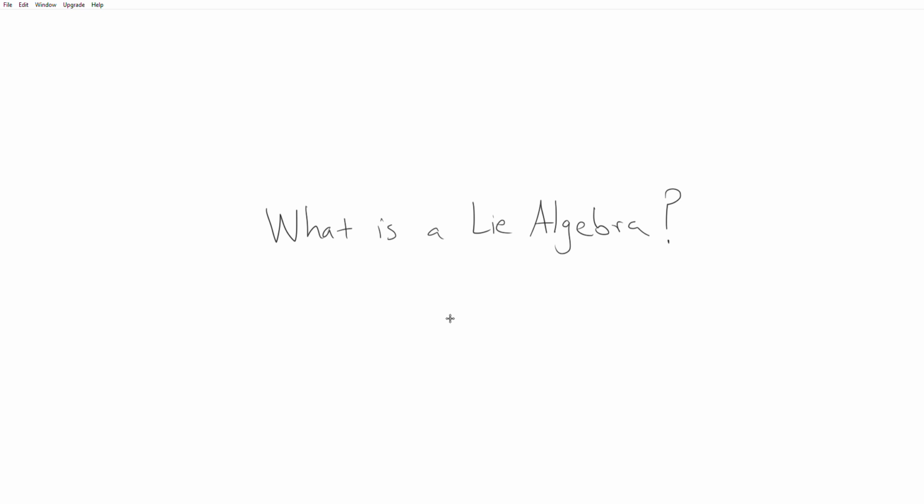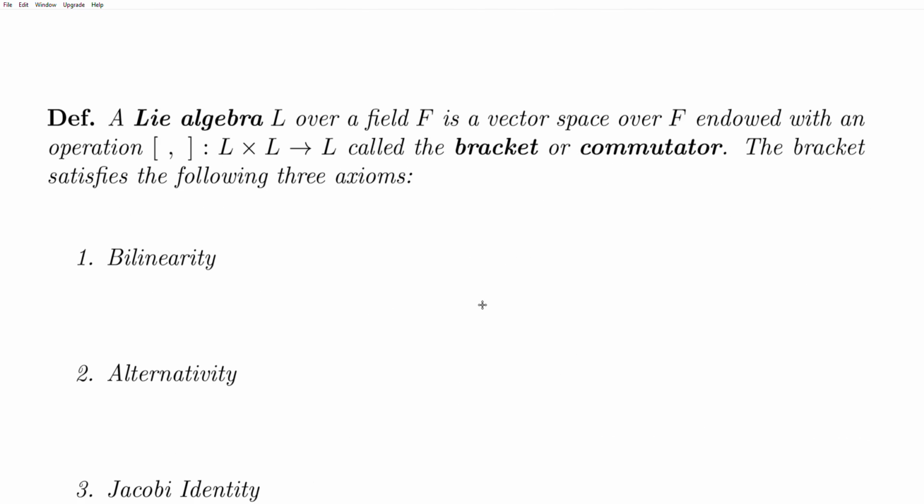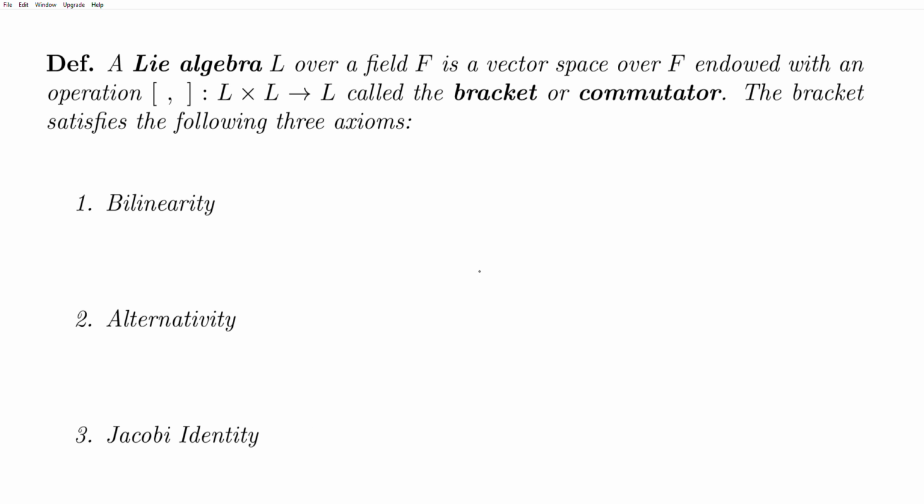Let's answer the question, what is a Lie algebra? So here I have the definition. A Lie algebra, L, over field F is a vector space over F endowed with an operation from L cross L into L called the bracket or commutator. So that just means that we take one vector in L as the first argument and another vector in L as the second argument, and the bracket of the two vectors is another vector in L.